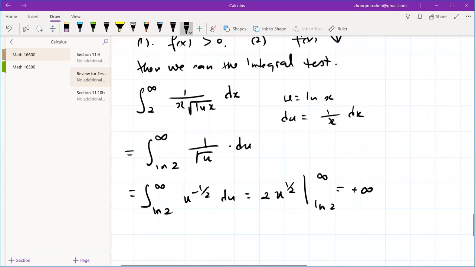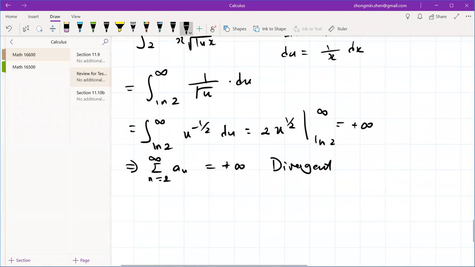So this series is divergent, so it implies this series is divergent. All right. So this is the only method you can use to prove it's divergent because I specified the integral test.